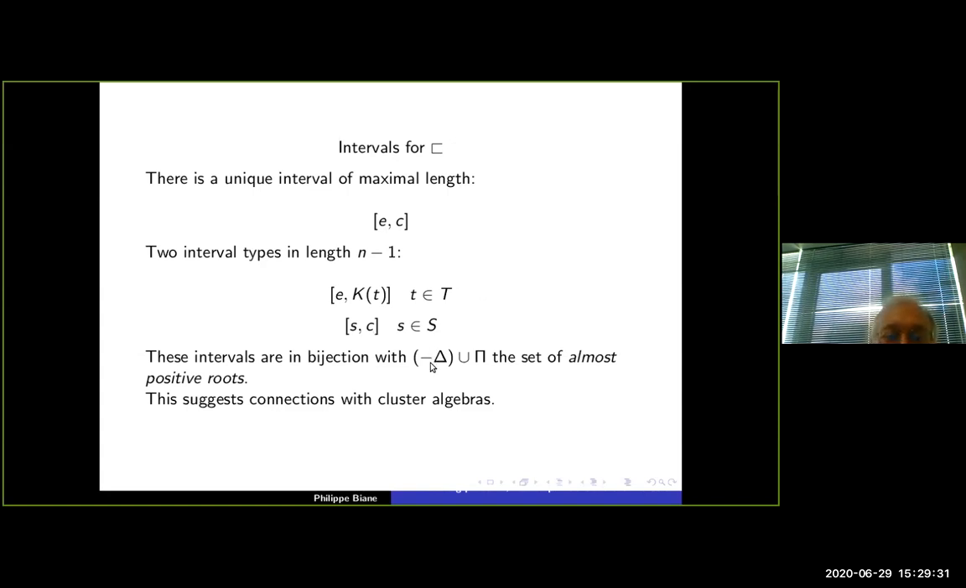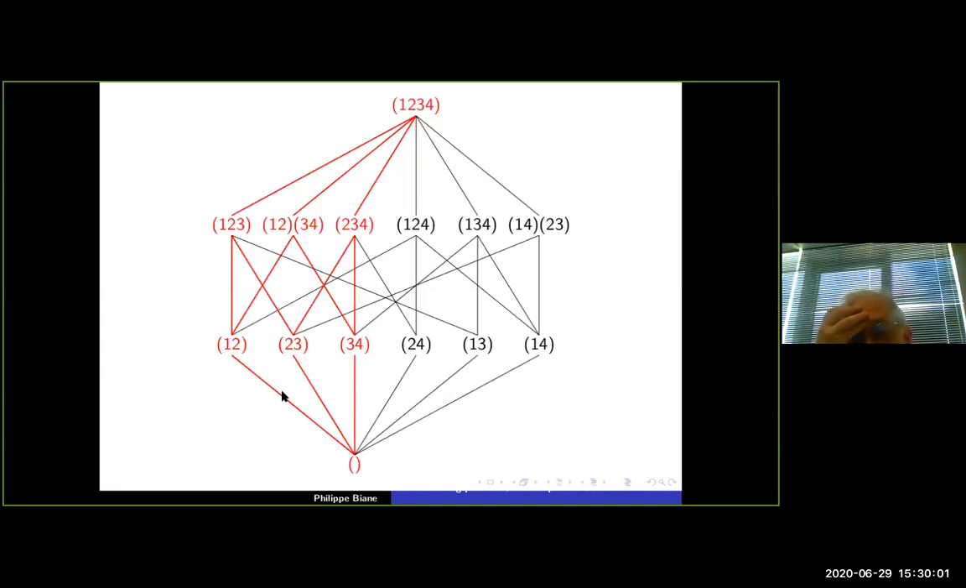And it turns out that these intervals are in bijection with the set of minus simple reflections, which are these intervals here, and the set of positive roots, which are in bijection with these elements here, which are also called the set of almost positive roots. So the almost positive roots occur very naturally in our context. And so this suggests a connection with cluster algebras. I don't really have time to explain what a cluster algebra is. So here I just show a picture.